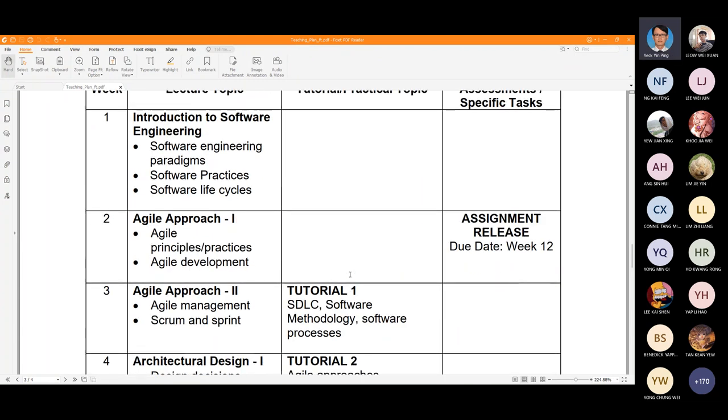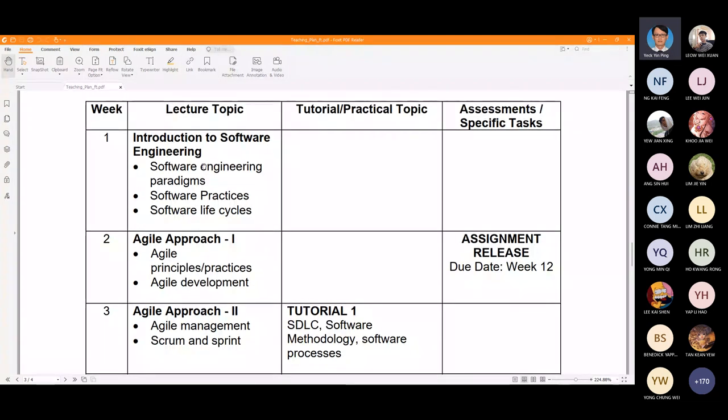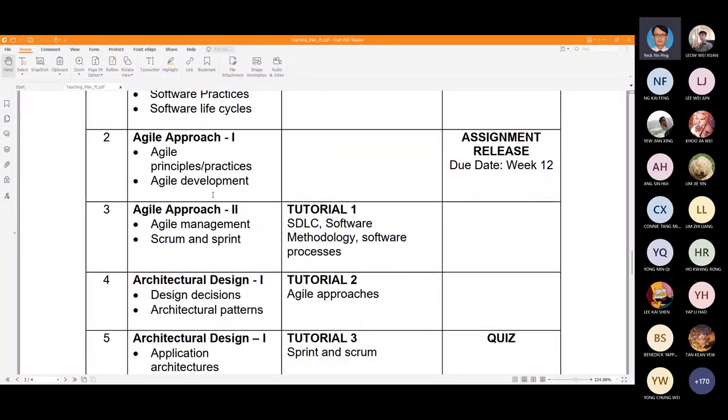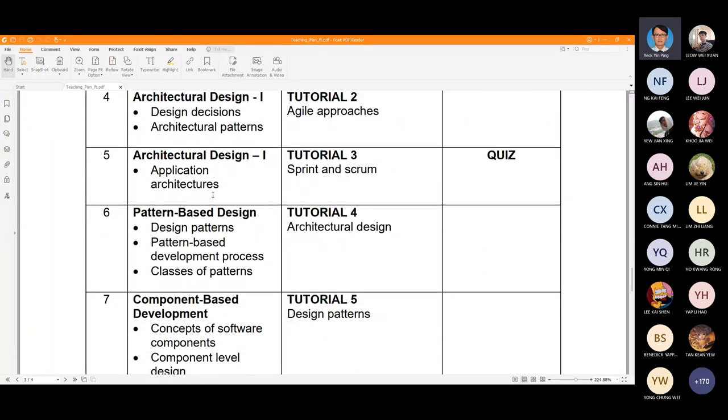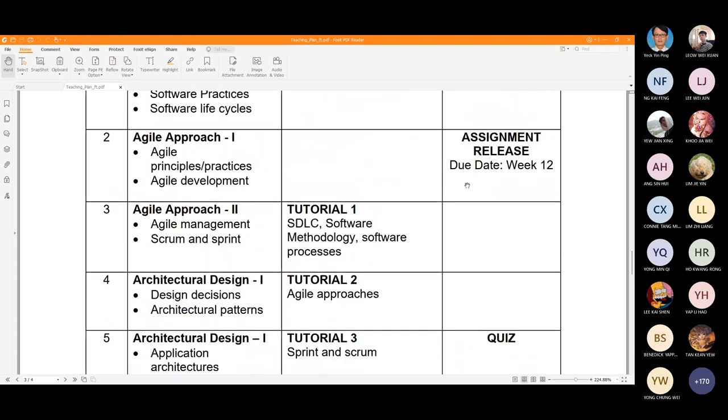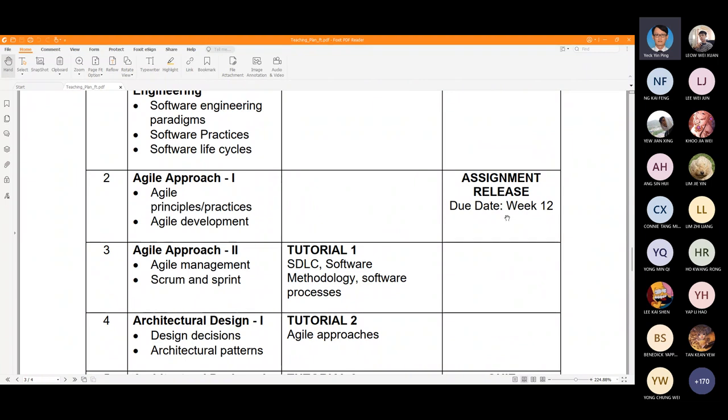You notice here, this is the one I mentioned to you just now. It will be broken down into several lectures based on the total of 5 topics. This is what is going to be carried out. You might be aware that the assignments we're going to release in week 1 and week 2, but you're going to hand in only in week 12.